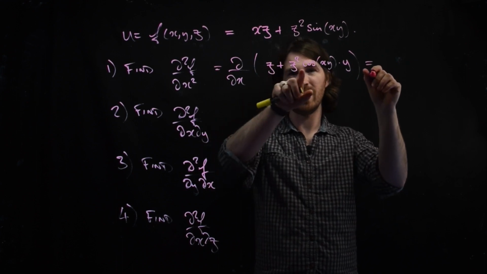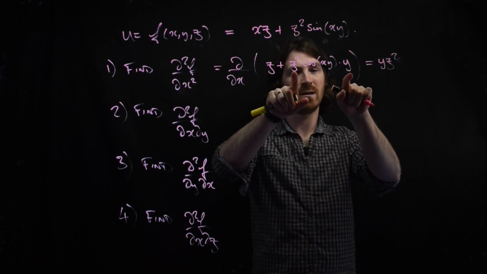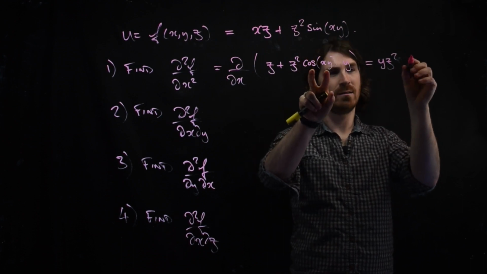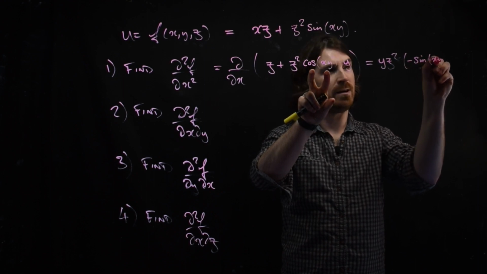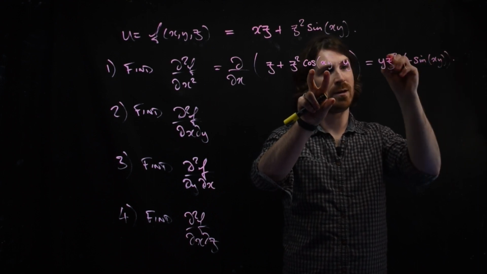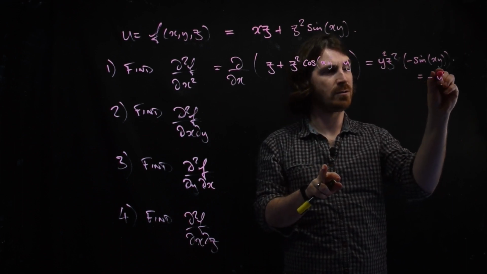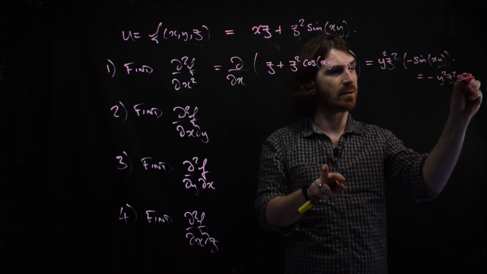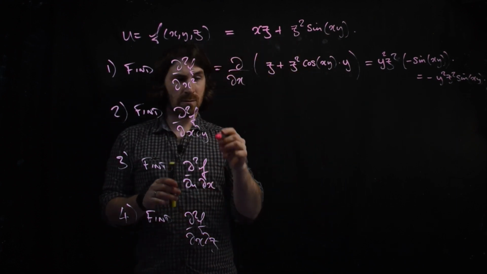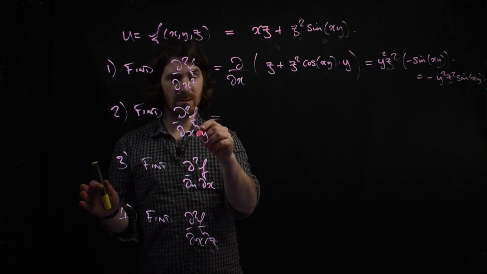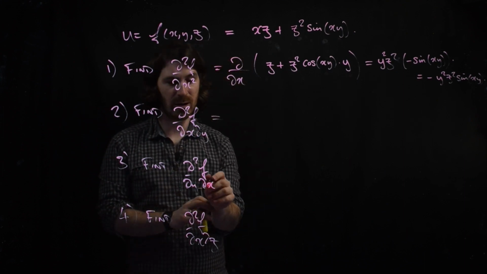So it's d by dx of this thing, so y times z squared, and then it's d by dx of cosine xy, which is minus sine xy times another y, so you get a y squared. So it's minus y squared z squared sine xy. Okay, so that's the first one. Then we want to think of the second, d2f by dx dy and d2f by dy dx.